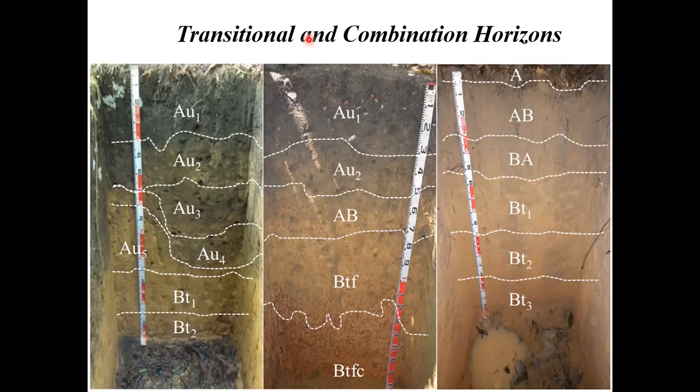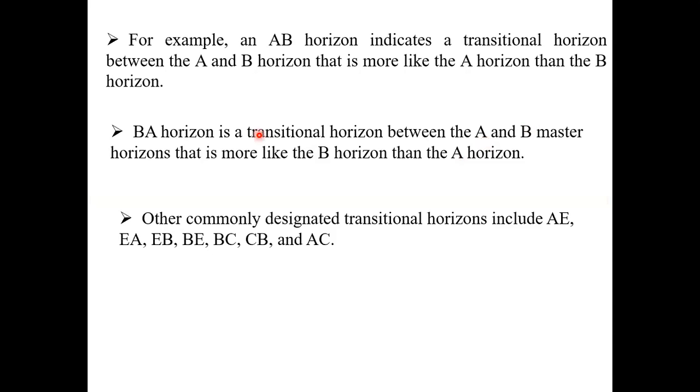Now we will see this in detail. What I am saying, students, is that in AB, A is dominant. BA means generally B is dominant and A has minor characteristics. If we give notations like this, BA, AB, these are transitional horizons. You can also see different combinations, maybe AE, EA, EB, BC, BD. We can see different combinations in a particular soil profile, which I explained.